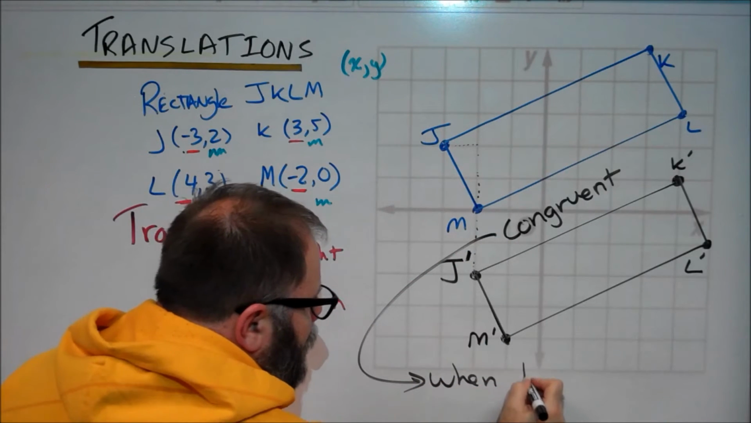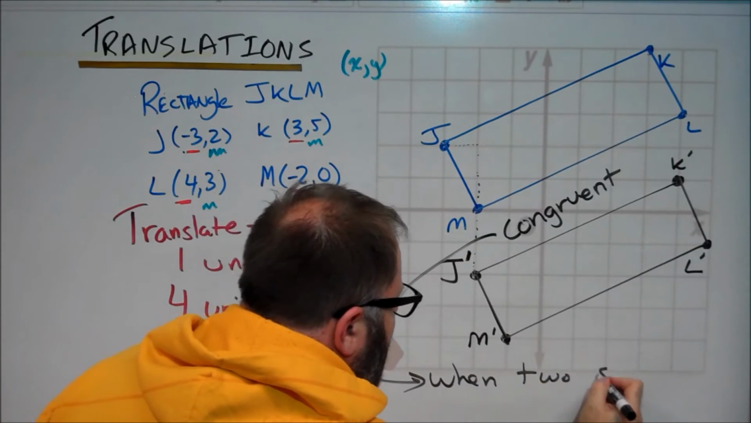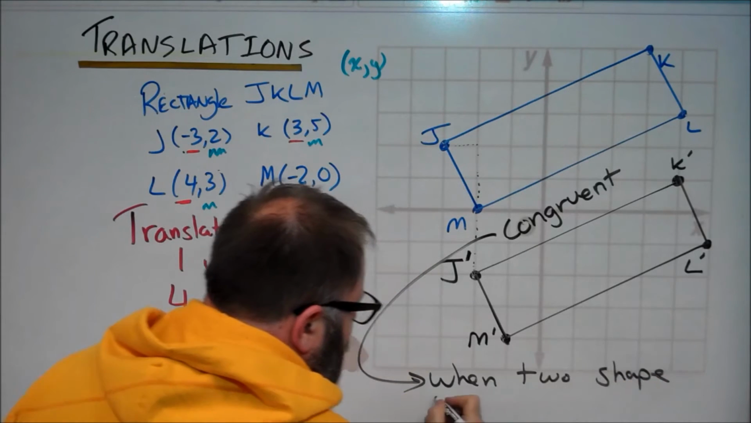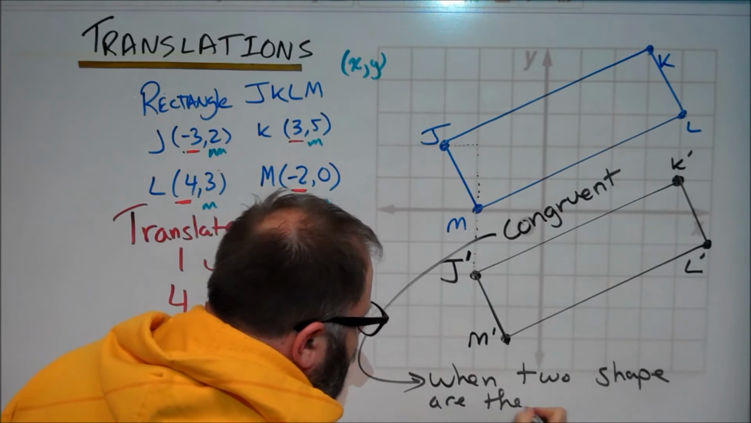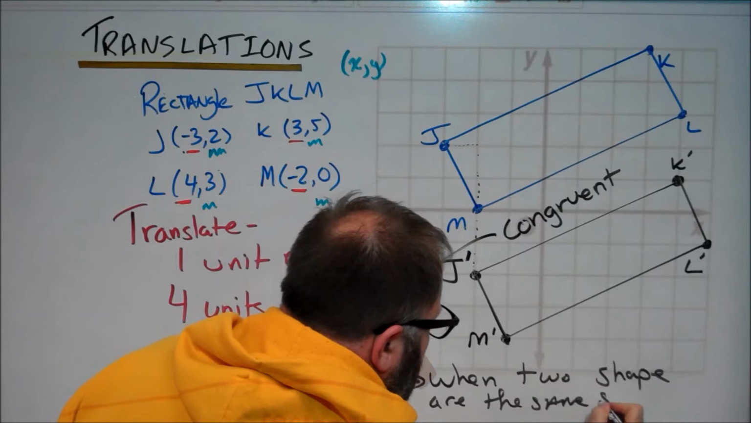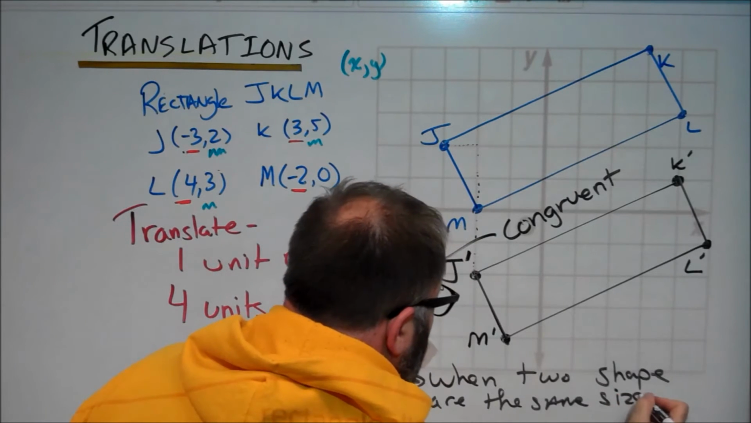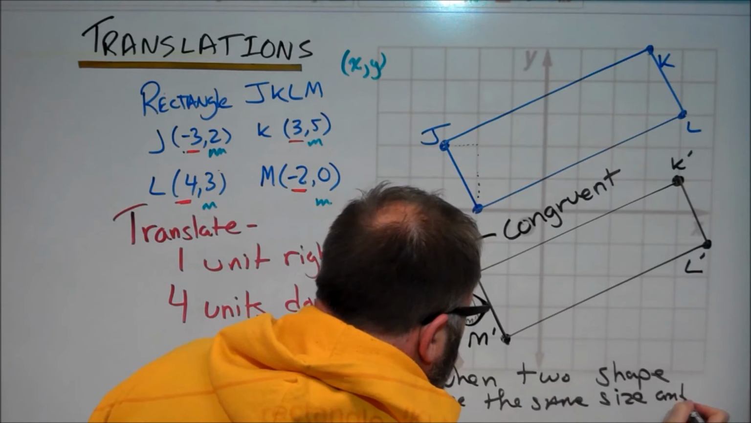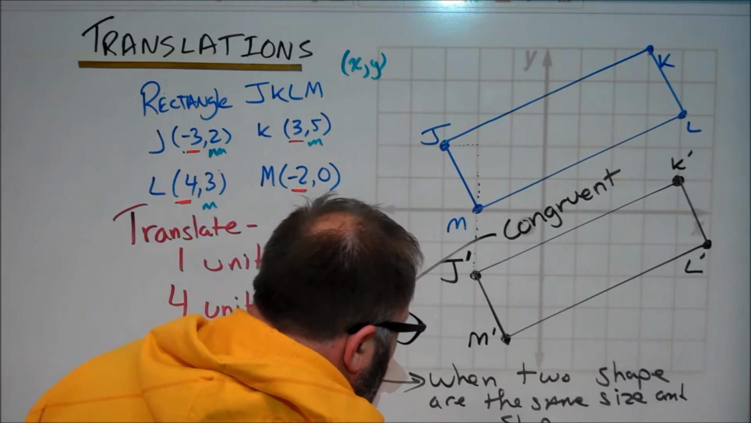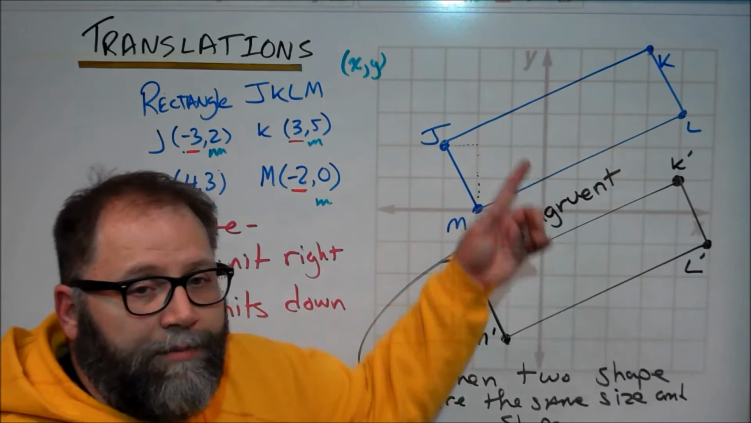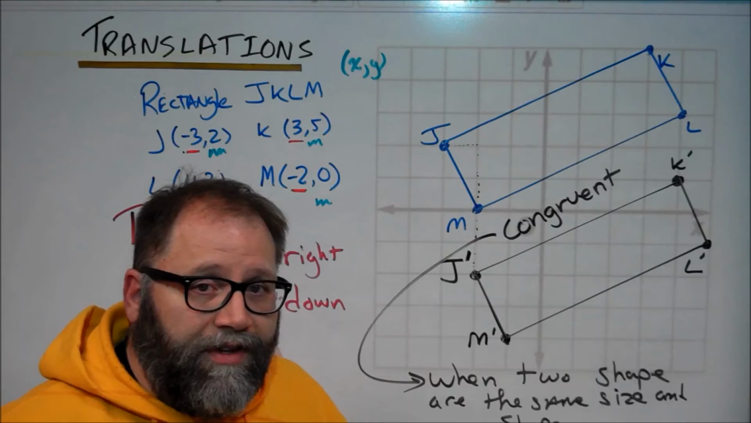And we've been talking about congruency, but don't forget, congruent is when two shapes are the same size and shape. These are the same size and the same shape after we translate them.